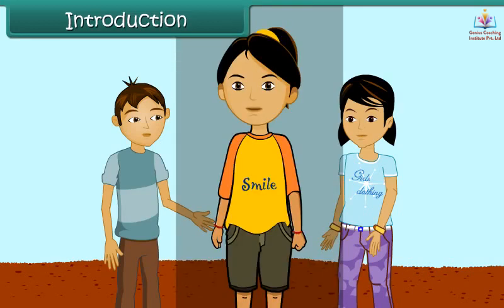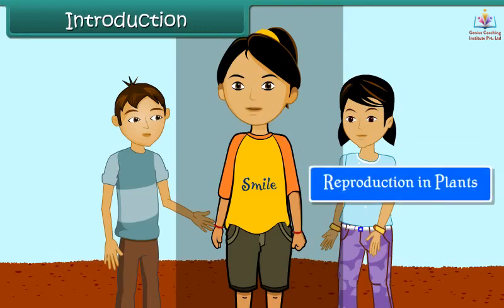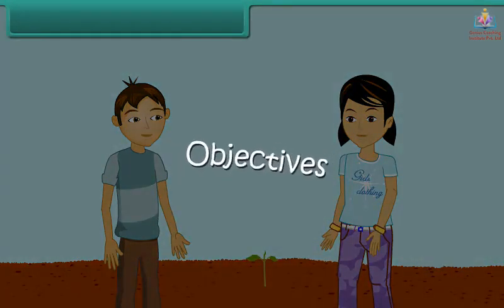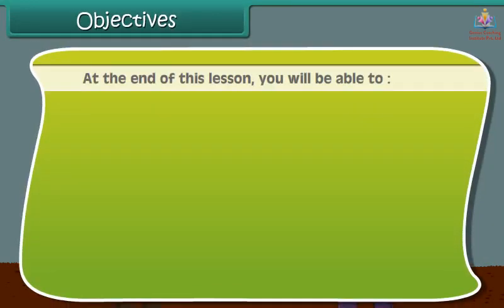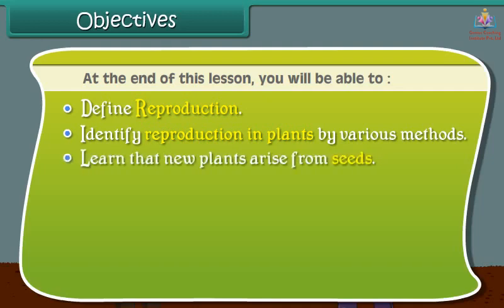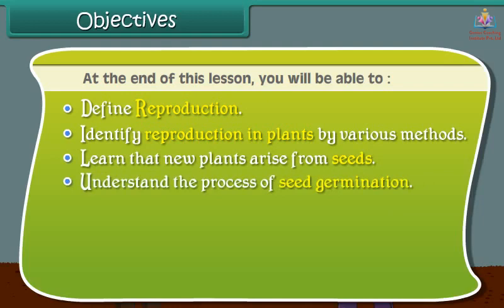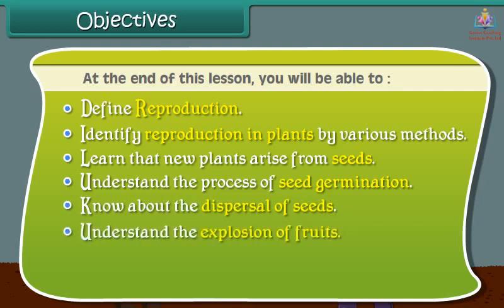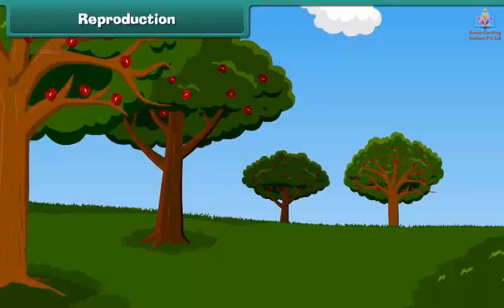Children, in this lesson, we will learn about how plants reproduce. Objectives. At the end of this lesson, you will be able to define reproduction, identify reproduction in plants by various methods, learn that new plants arise from seeds, understand the process of seed germination, know about the dispersal of seeds, understand the explosion of fruits, identify various crops, discuss how to get good yield from crops.